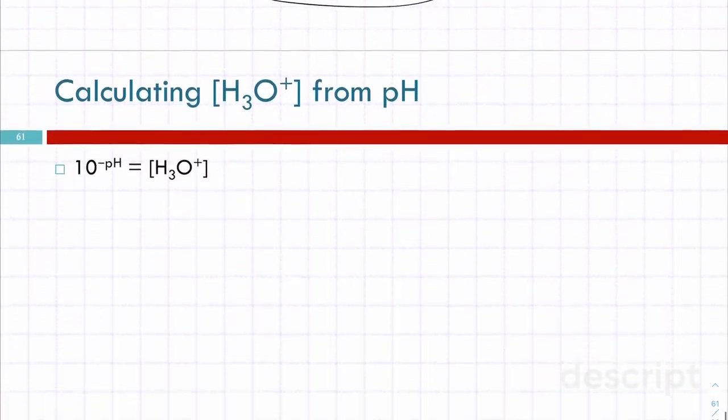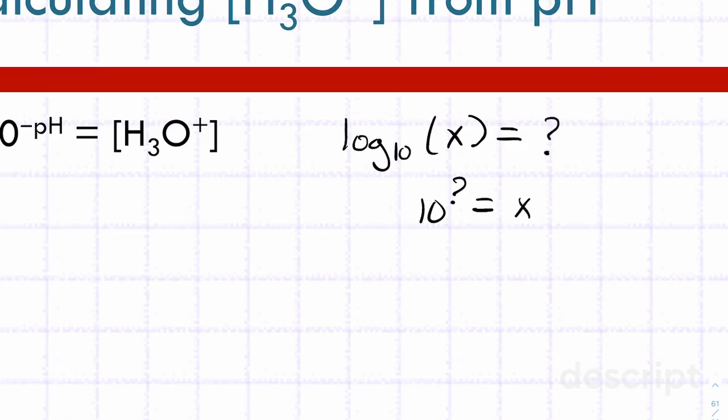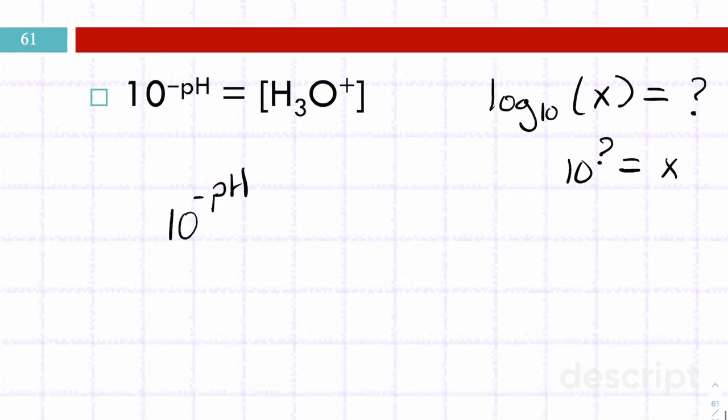All right, so the reverse of a logarithm. Remember the log base 10 of whatever number is asking the question: 10 raised to what number equals x. So the question mark would be here. If we want to do the opposite of a logarithm, for pH specifically, we do 10 raised to the negative pH. And that's the reverse of the negative log base 10 of H3O plus.